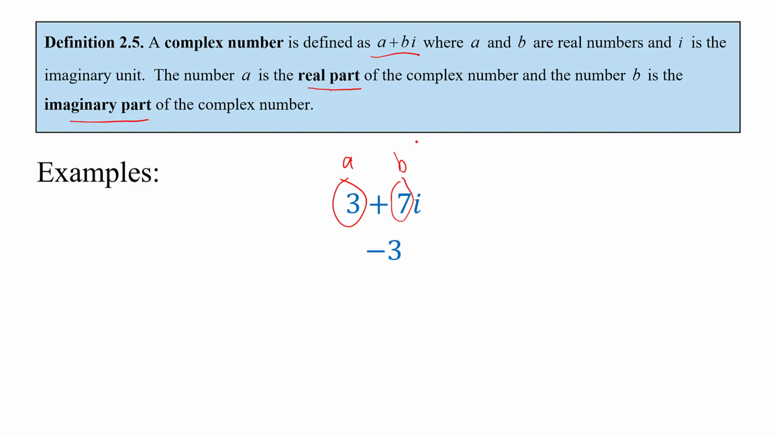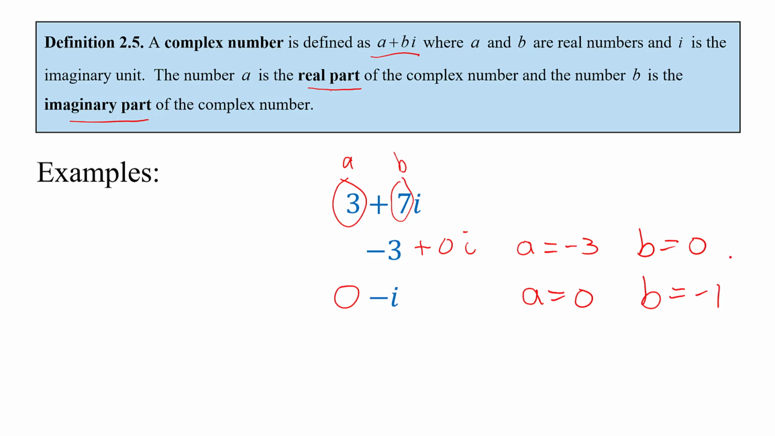So how about the number negative 3? That looks like a real number. Well, real numbers are considered complex numbers as well. Think of this as being negative 3 plus 0i. We would have a equals negative 3 and b equals 0 here. Negative i, well, this looks like a totally imaginary number, but in fact, if we think of this as 0 minus i, or 0 plus a negative i, we can identify a as being equal to 0 here, and b as being equal to negative 1.